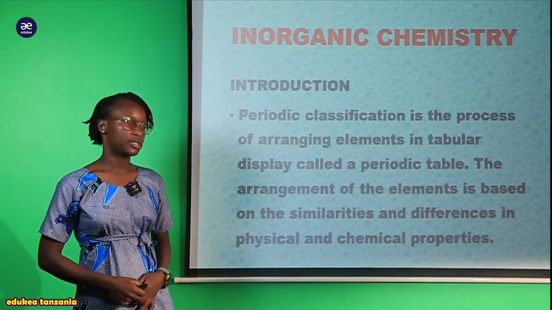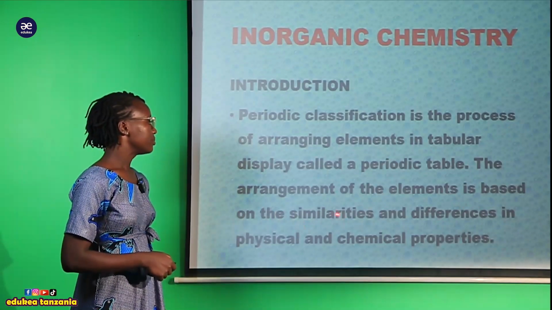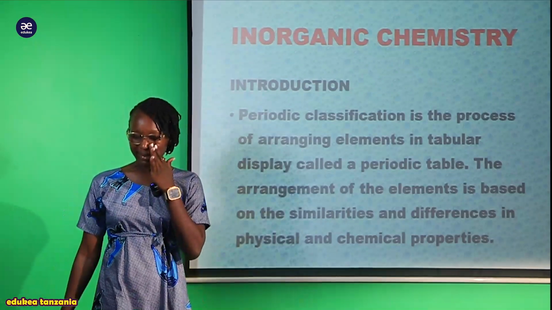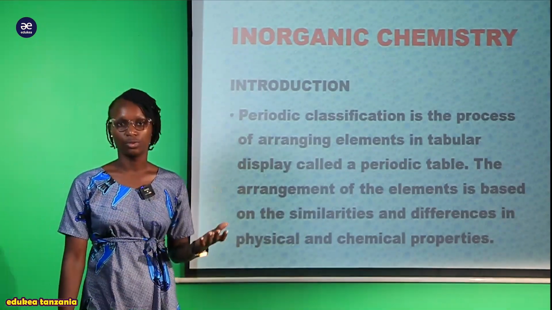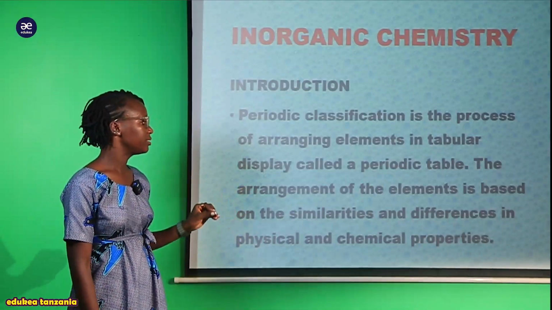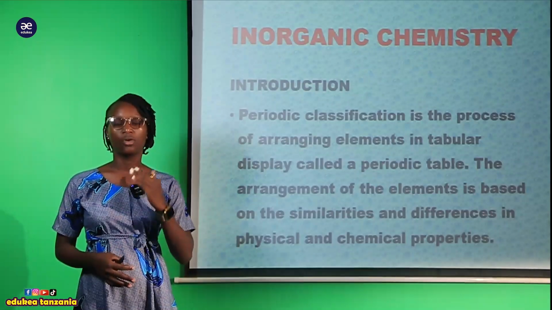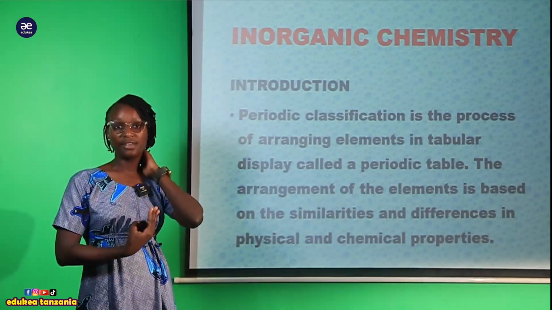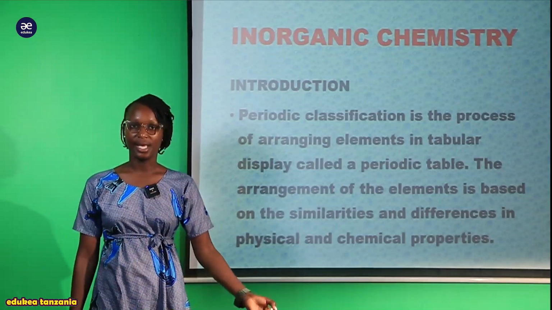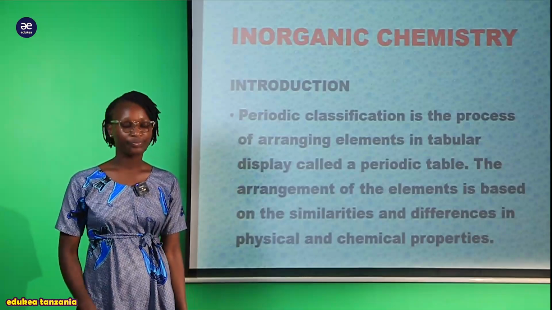Ndio ile table sasa. So the arrangement of the elements is based on the similarities and differences in physical and chemical properties. Sasa hiyo arrangement haitokei tu. Hatu-arrange tu from nowhere. The arrangement of these elements is based on two main properties, physical properties and chemical properties. Maana kwamba kuna hizi sifa ambazo zitatupa sisi go ahead ya kuweza kufanya arrangement ya hizi element kwenye hii tabular display ambayo ni periodic table.